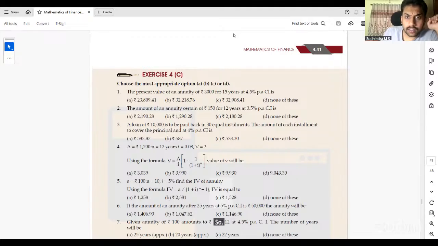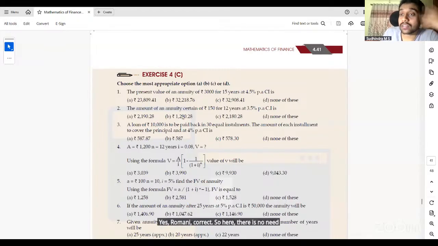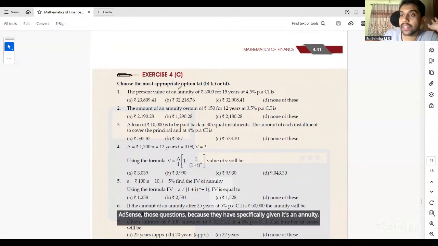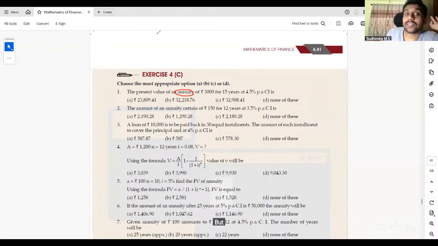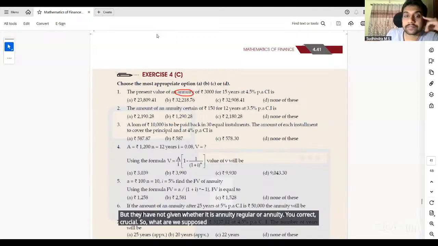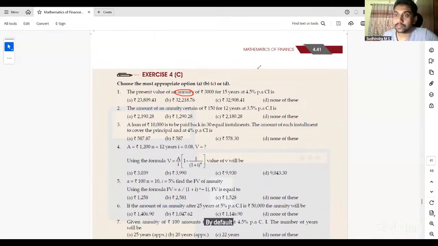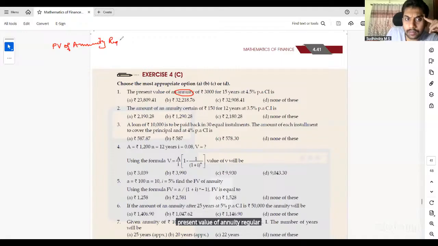So, what are they asking us? They are asking us the present value. Yes, Ramani, correct. Here there is no need for us to ask ourselves those questions because they have specifically given that it's an annuity. But they have not given whether it is annuity regular or annuity due. Correct, Kushal? So, what are we supposed to do? By default, annuity regular. Yes, if nothing is given, annuity regular. If it is annuity regular, present value of annuity regular. Can someone tell me the formula?